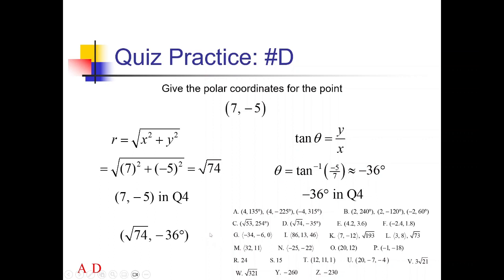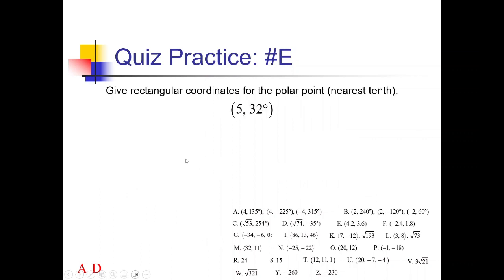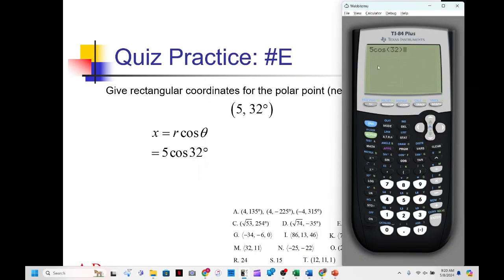For the next two questions, they're giving me polar points, and they want the rectangular coordinates back. So I'm going to split this up into an x and a y value. To get the x value, I need to do the radius times the cosine of my angle. So r cosine theta. In this case, that's going to be 5 times the cosine of 32. And again, I want this in degrees because they're giving me degrees. So let me do this on the calculator. 5 cosine 32 comes out to 4.2 if I round to the nearest tenth.